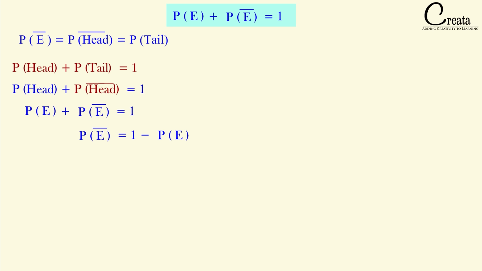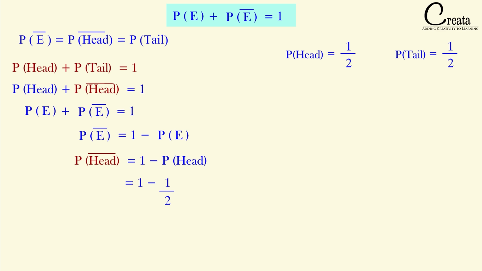Let's try to understand this in terms of numbers. The probability of head we have seen is 1 by 2 and probability of getting the tail is 1 by 2. So the probability of not getting the head, that is P(head bar), is equal to 1 minus 1 by 2. That will come out to be 1 by 2. That is equal to probability of getting the tail. Are you able to link both the concepts? That is the same concept. Probability of not getting the head is 1 by 2. That is equal to probability of getting the tail.